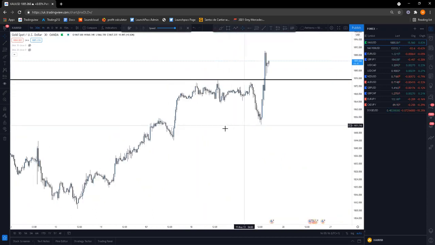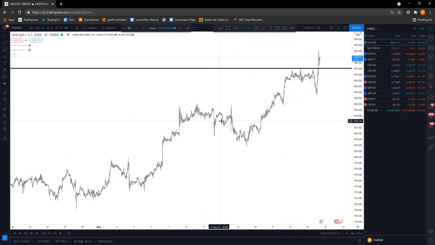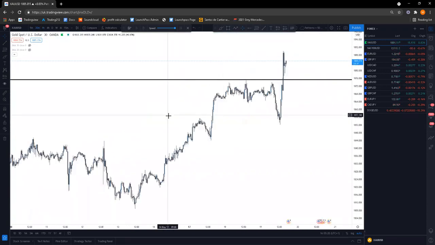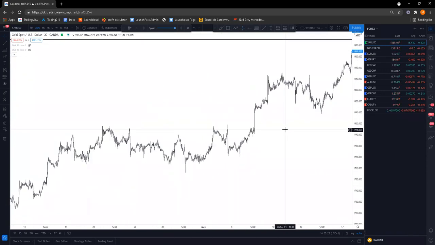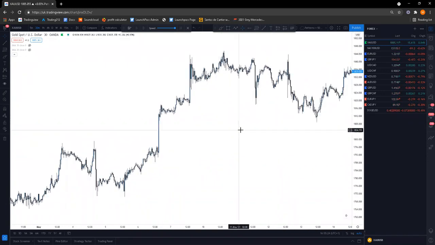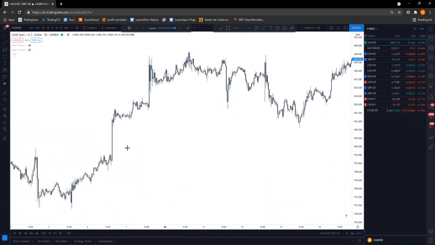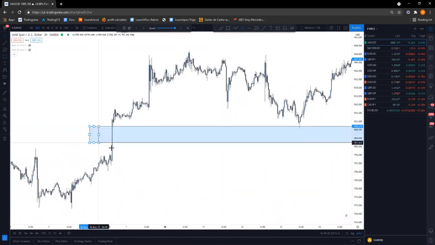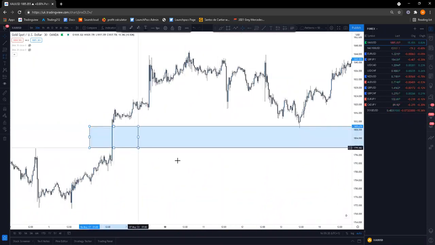I'm going to be going through why I closed that trade at that imbalance, why it was a valid imbalance, all of that good stuff. Before I go through that, we need to understand what an imbalance is. So if you see this, I'm just gonna mark out first of all that imbalance that I'm talking about. So this was the imbalance.